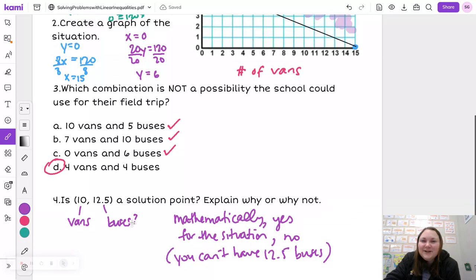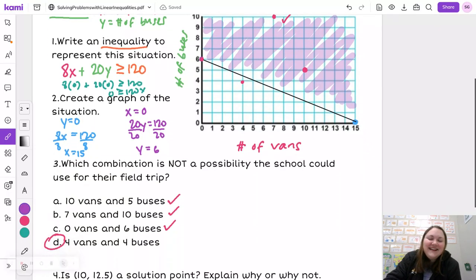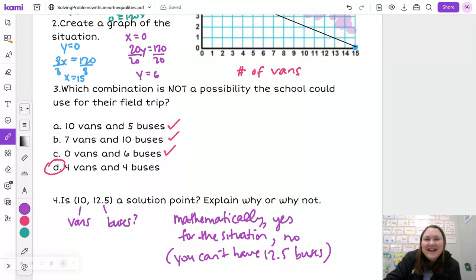In today's lesson, we're going to be looking at more situations like this and practicing writing inequalities, creating graphs of those inequalities, and then answering questions to see how well we understand the situation after we've made the graph.